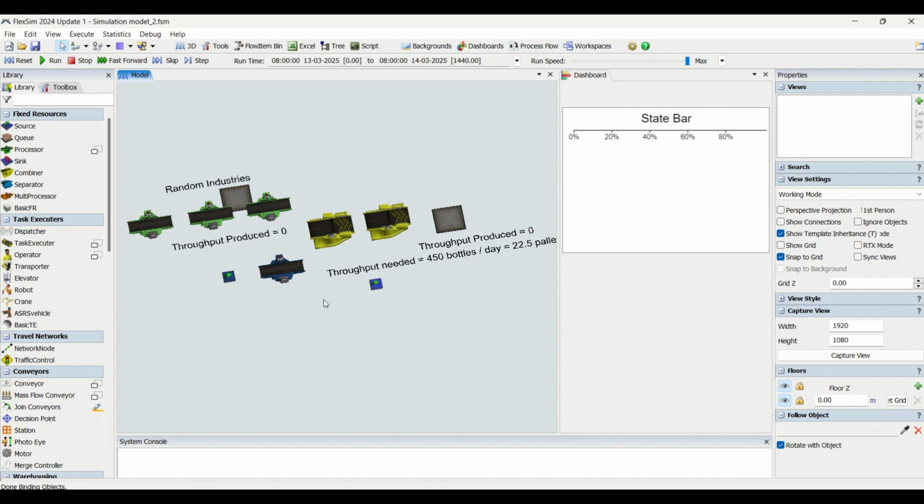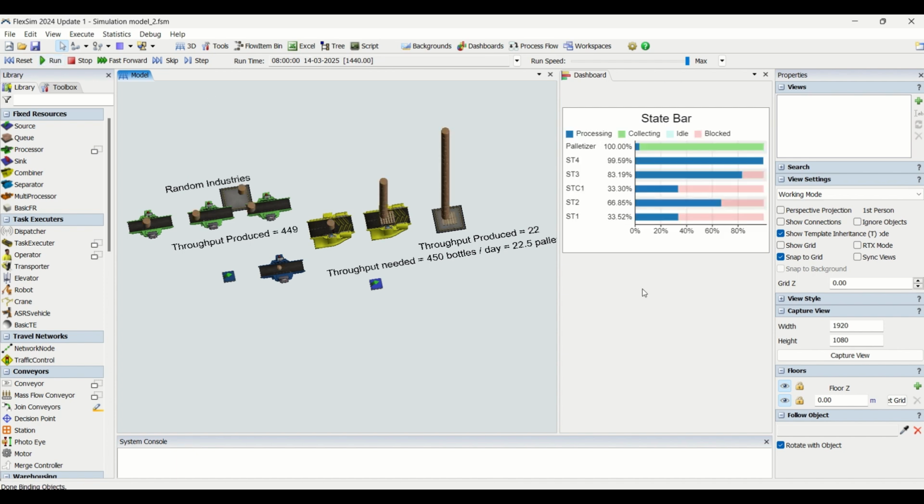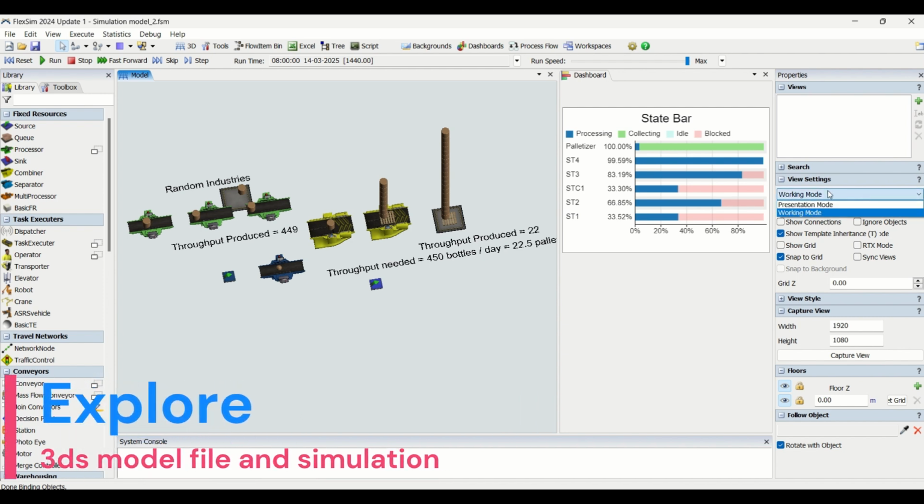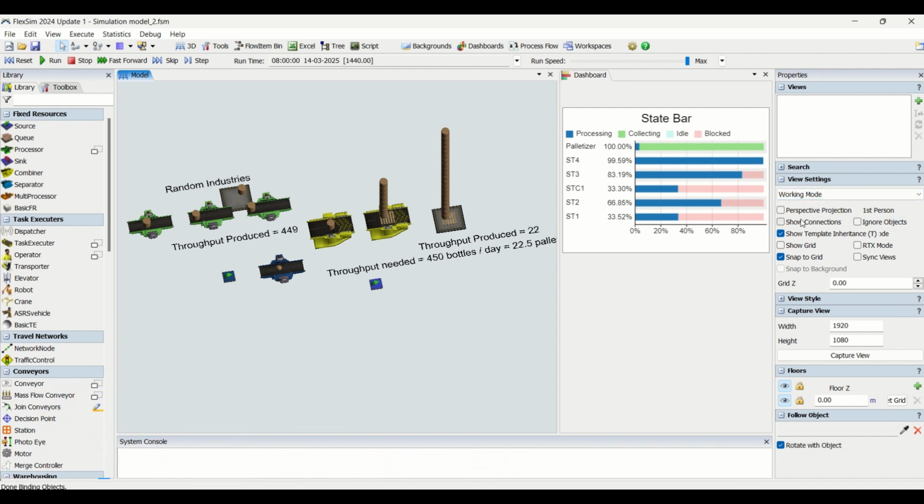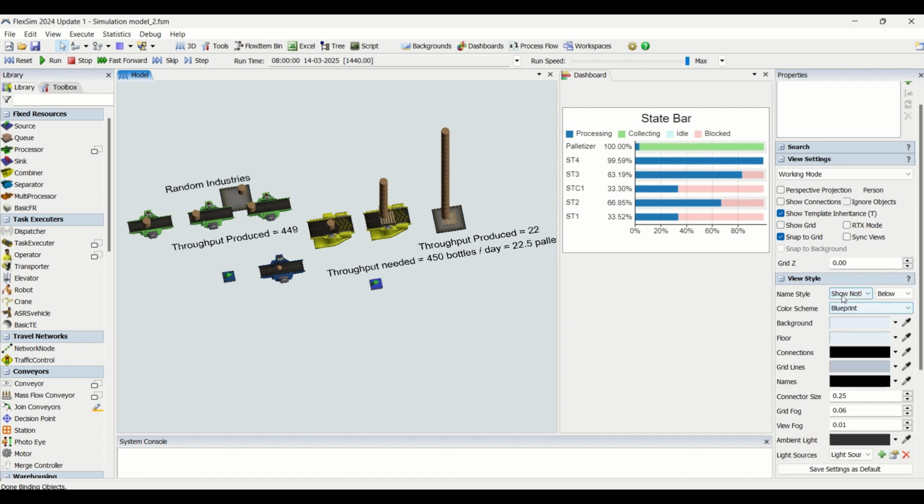Now I'll run this and show you our previous system, where you can see that we are able to create 49 parts where the target was 450 parts per day. It's almost cut down. And if you look into this, the next bottleneck in the system is ST4. If I show names, you see that ST4 is the bottleneck station, which is the combiner where we combine a bottle with a cap.